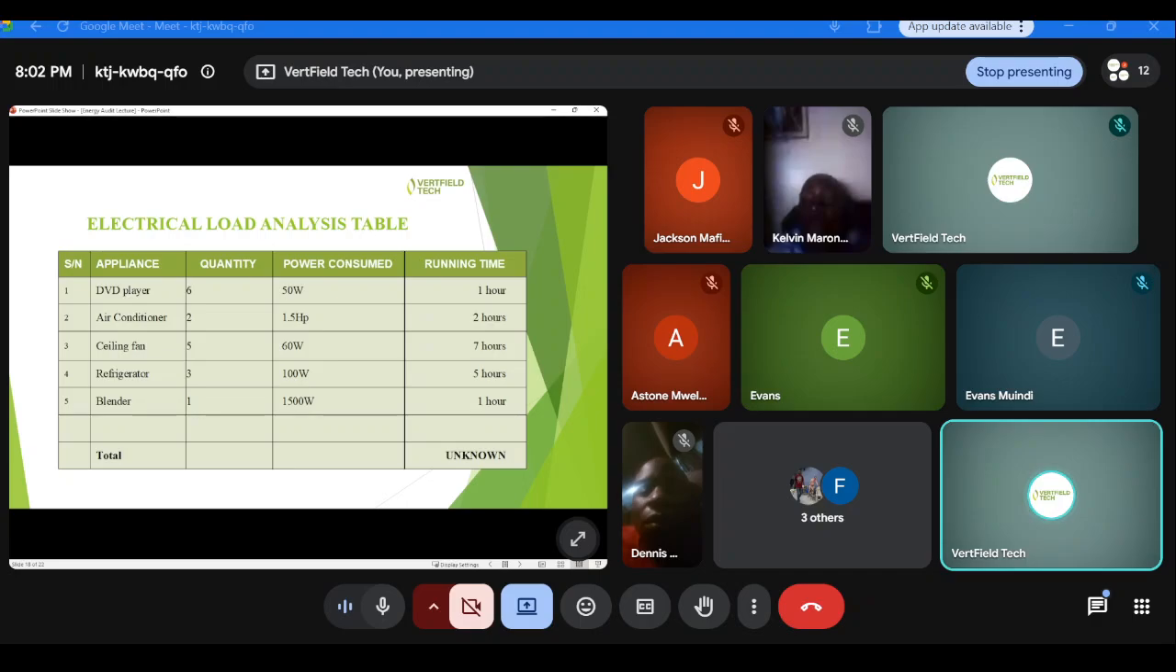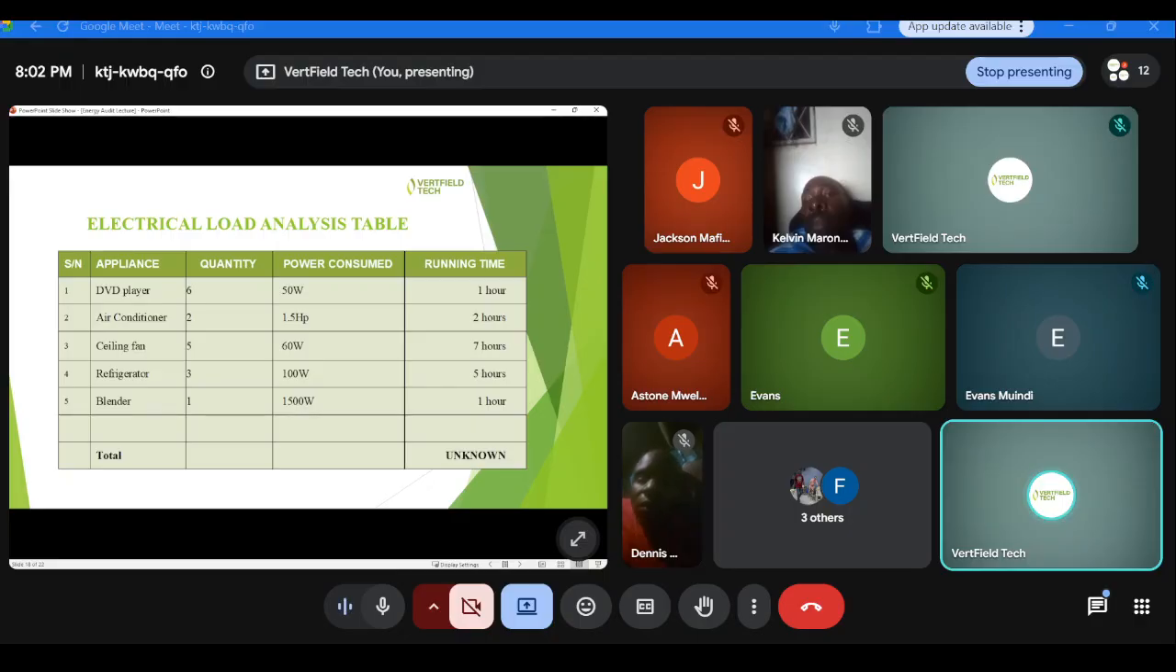That is the formula for load analysis: energy need, or energy consumption, is equal to the quantity of appliance multiplied by the power consumed, multiplied by the running time. Quantity of appliance multiplied by the power consumed multiplied by the running time. Now, how do you apply that formula?